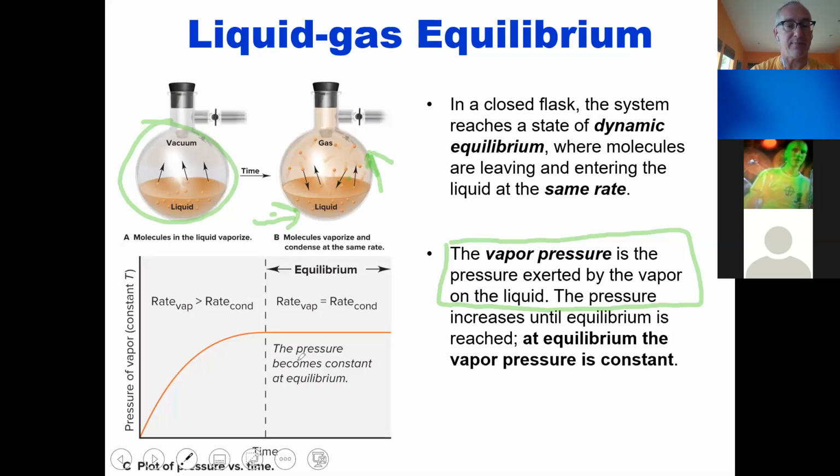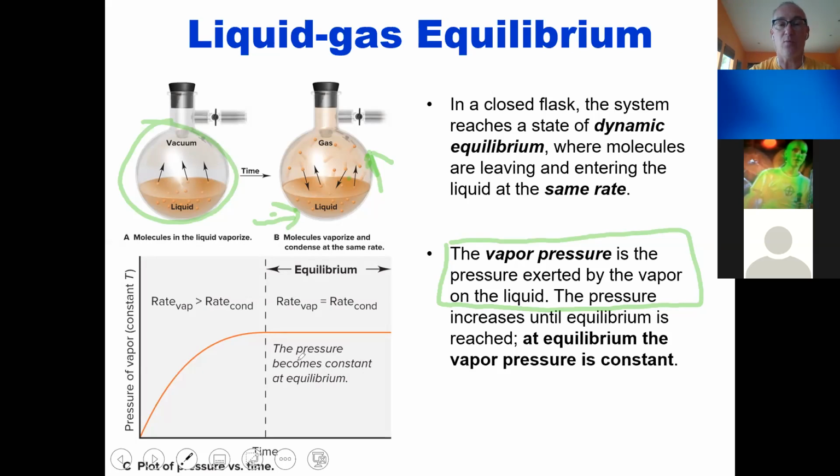But what happens is as we increase the temperature, the vapor pressure is going to go up and up and up and up until it reaches the boiling point. And the boiling point is the point where the vapor pressure is the same as the atmospheric pressure. And we call that the boiling point, right?